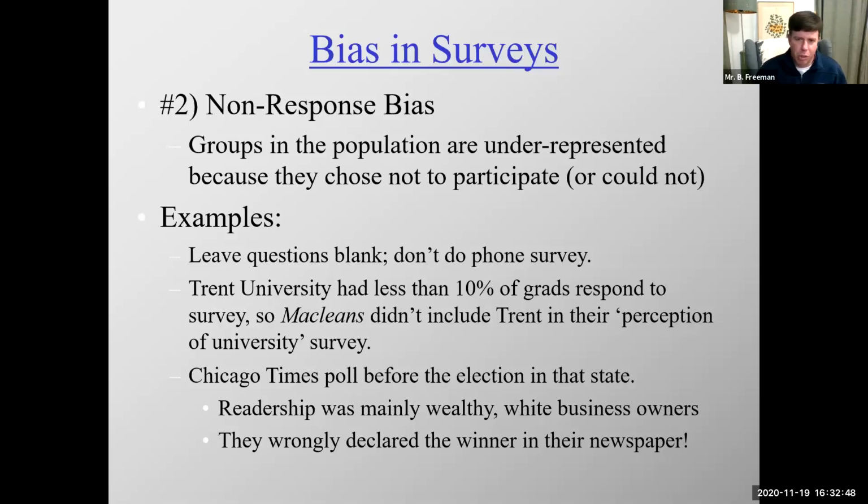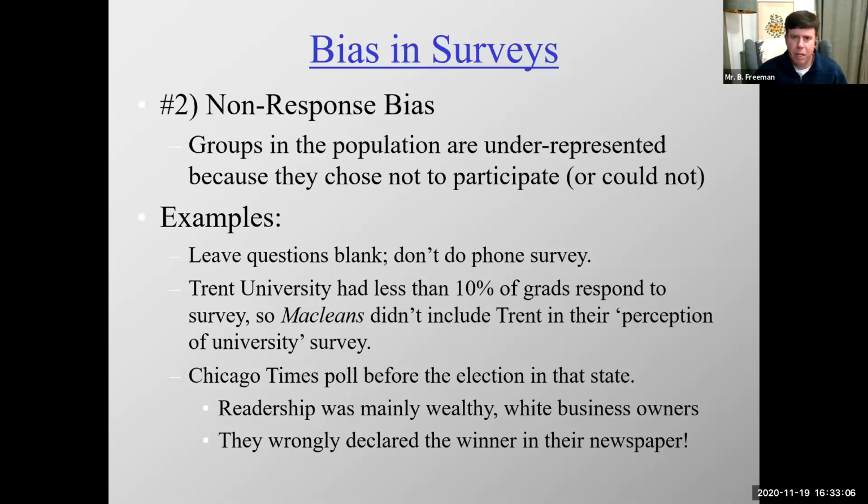Any of these times where you close a link, a pop-up survey or a pop-up question shows up when you're online, an Instagram survey, any of these that you don't answer all result in a non-response bias for that person. And then sometimes there's much more specific ones too.